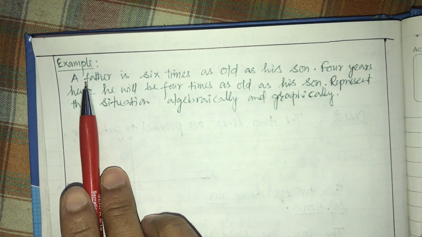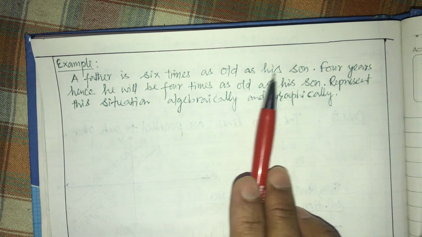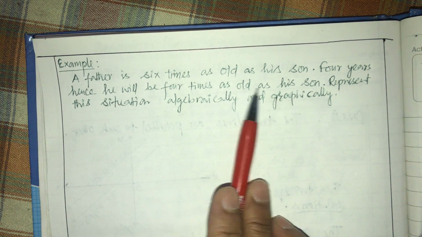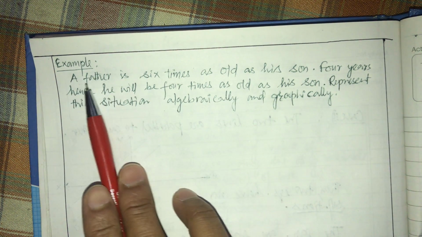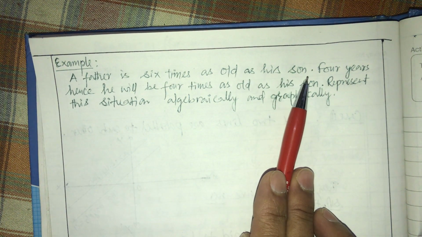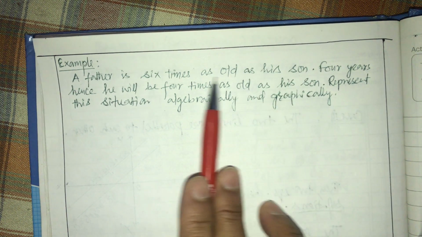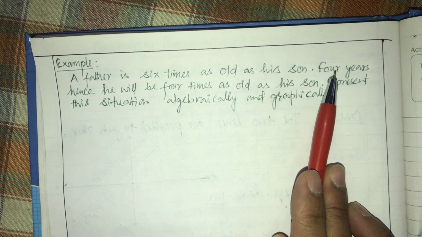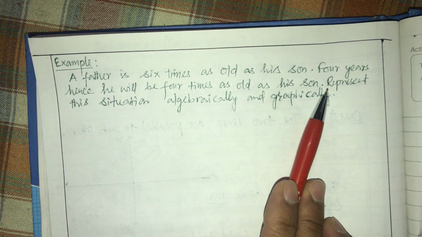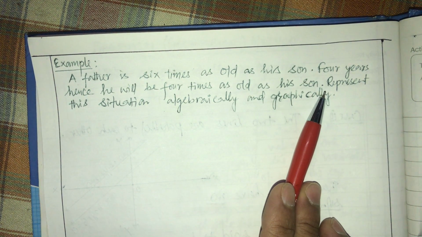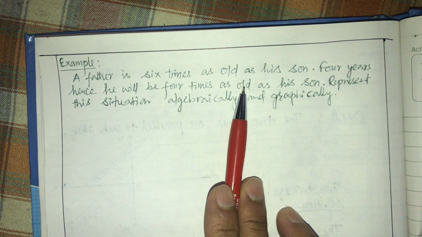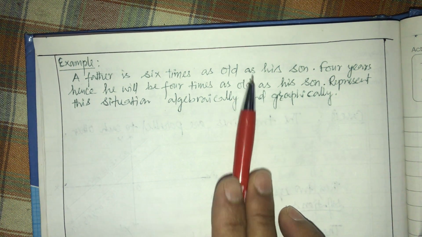The question says a father is 6 times as old as his son. 4 years hence he will be 4 times as old as his son. Okay, so there are two statements in this question. Father is 6 times as old as his son, the first statement, will give you one linear equation in two variables. Then another statement, 4 years hence he will be 4 times as old as his son, the second statement, will give you the second linear equation in two variables. So these two statements will give you two linear equations in two variables. So a pair of linear equations you will get.